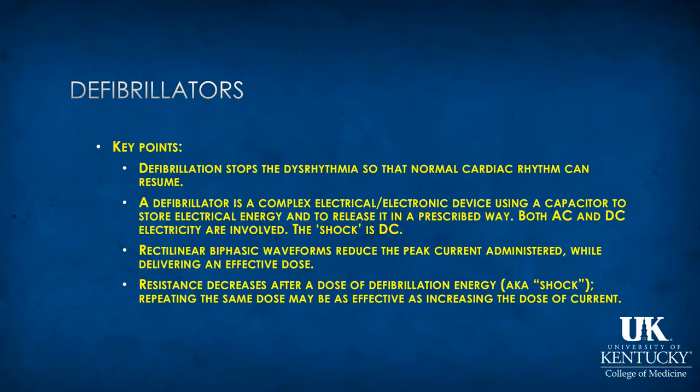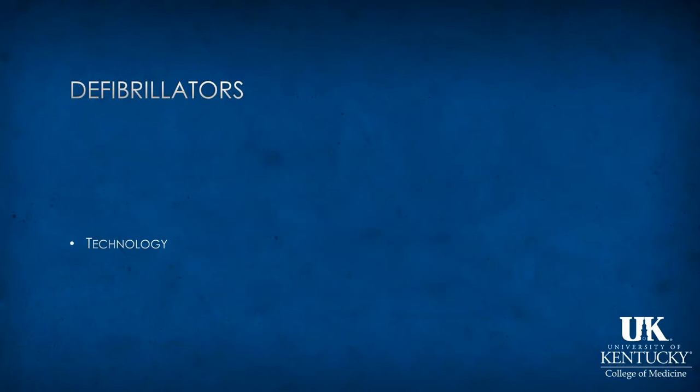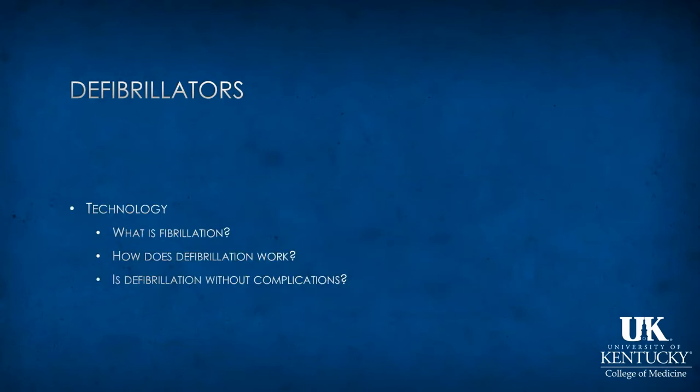Now, the resistance to current flow decreases after a dose of defibrillation. So, after a shock, repeating the same dose may be as effective as increasing the dose of current. And this is probably something you've learned through reading and talking amongst yourselves, that the second defibrillation, if administered shortly after the first, is more likely to be effective. So, what is fibrillation, and how does defibrillation work, and is defibrillation without complications?